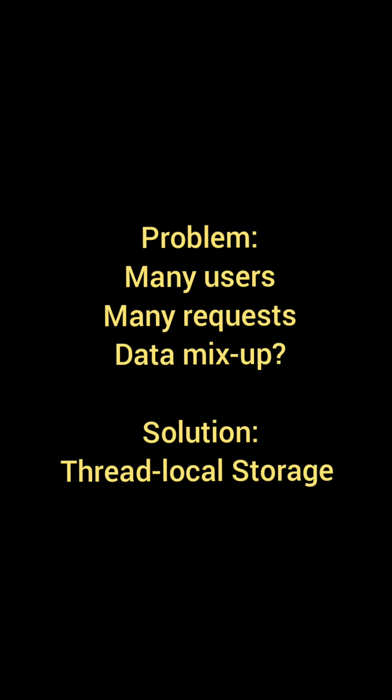So imagine this. You've built a web app. Things are going great, but now traffic picks up. Multiple users hit your site at once, and suddenly you face a problem. How do you keep each user's data separate? You don't want users to see each other's info. And passing user data to every function? That gets messy fast. Is there a cleaner way? Yes, it's called thread local storage.